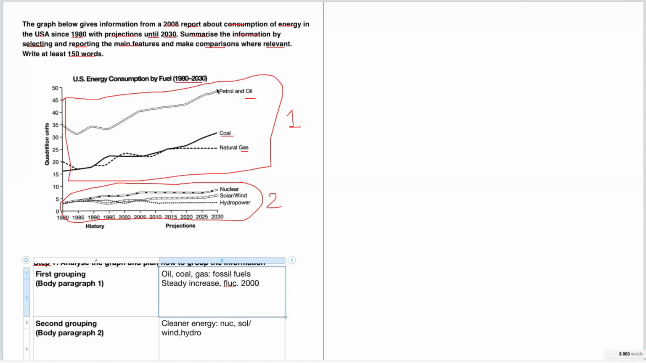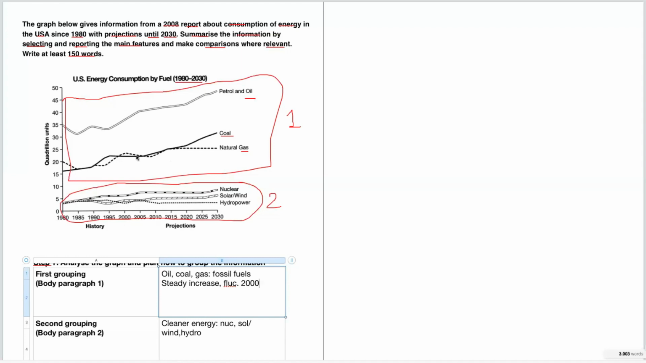Now I'm looking specifically at petrol and oil when I talk about the fluctuation since 2000, because that looks to be the year where you can really see that it just continued to increase. The last dip happened around 1995. So I'm going to say from 2000 onward, it has been steadily increasing. There aren't any significant dips like we see here in 1995 and in 1985.